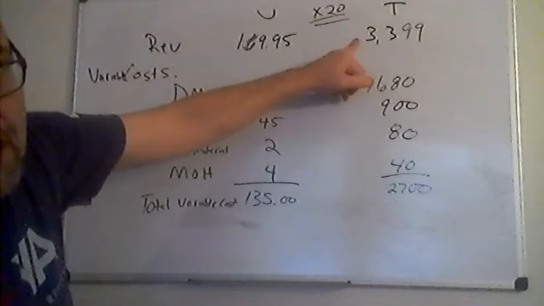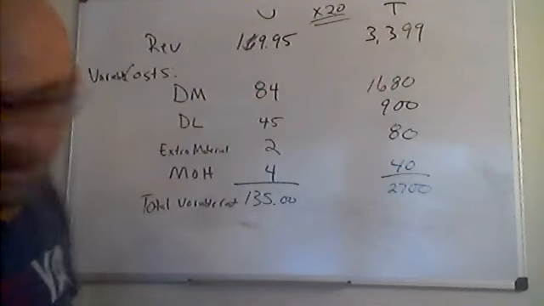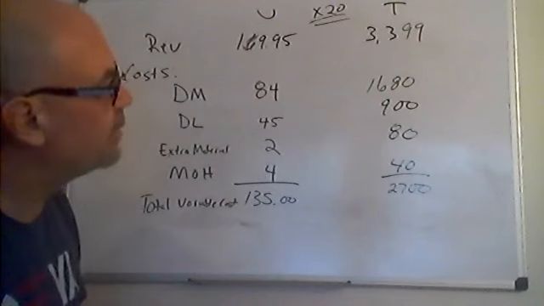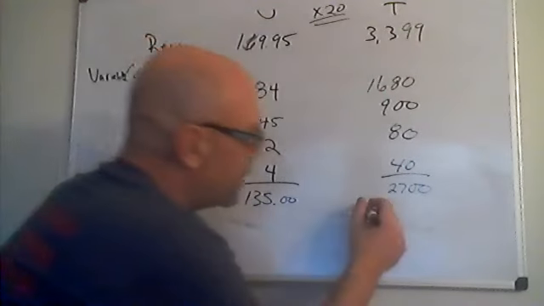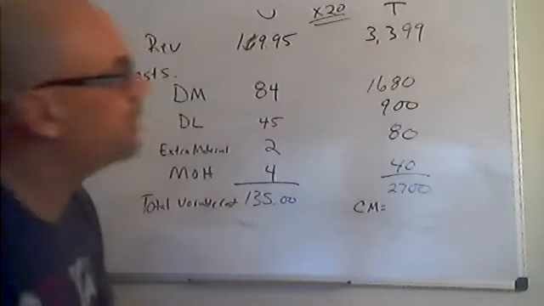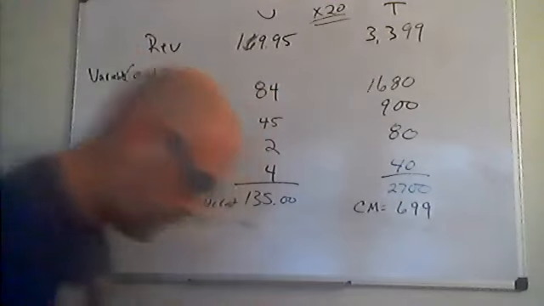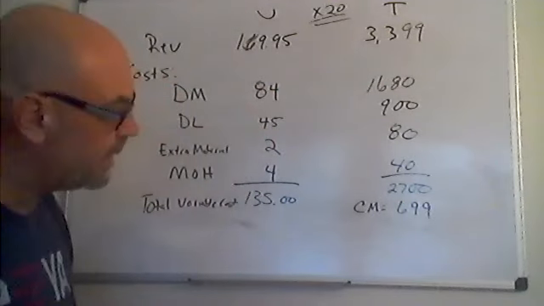So we want to look over at our total line now. So we have 3,399 of our total cost minus the 2,700 variable cost. It's just a contribution margin of $699.